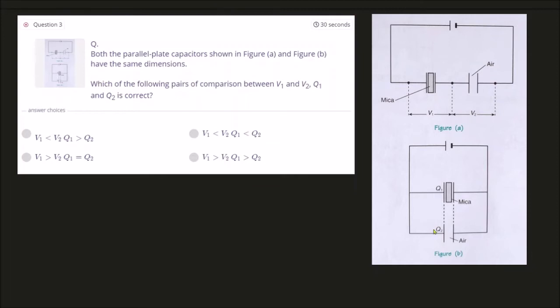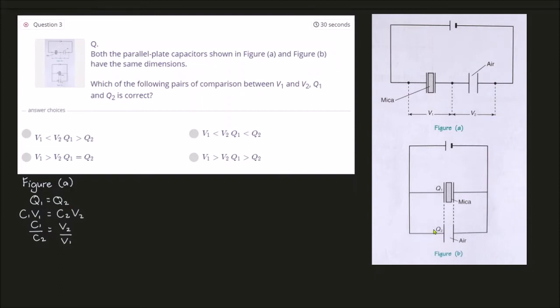Okay, let's look at figure A first. In figure A, there are two capacitors connected in series. If they are connected in series, I think you learned in class that Q1 will be equal to Q2. Q1 equals Q2 means C1V1 is equal to C2V2. If you reshuffle a bit, then C1 over C2 is equal to V2 over V1.